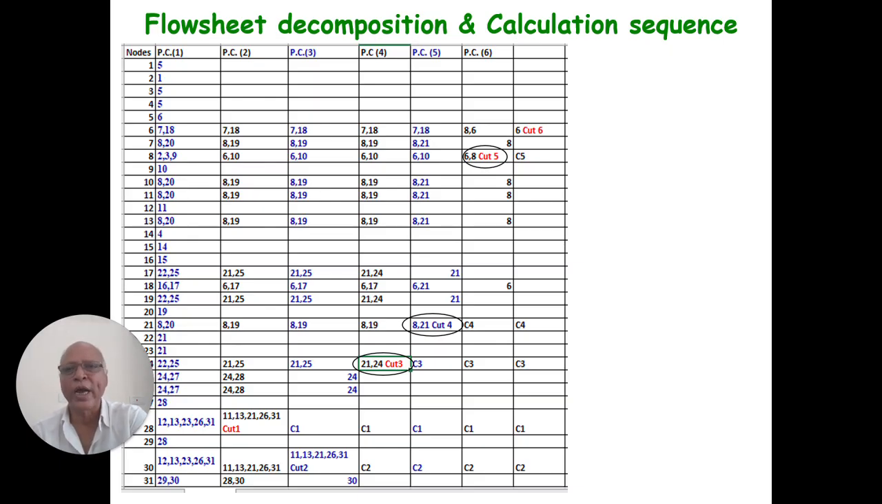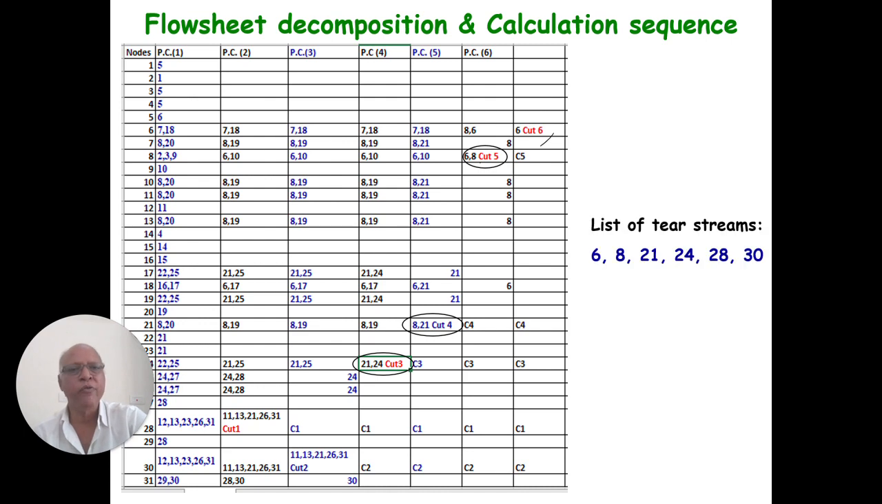Once again, if you look at either 6 or 8, both are forming self loops. 8 requires information from 8, 6 requires information from 6. It doesn't matter whichever is cut first. So I have decided to cut 8. When I cut 8, we are left with only 6. So you need to cut this.